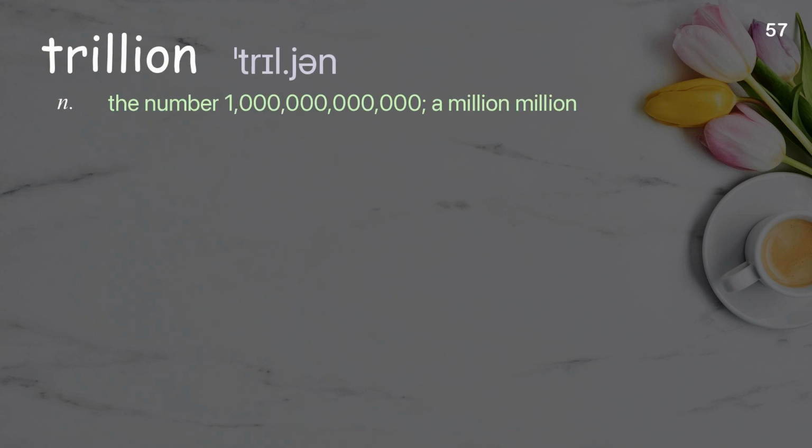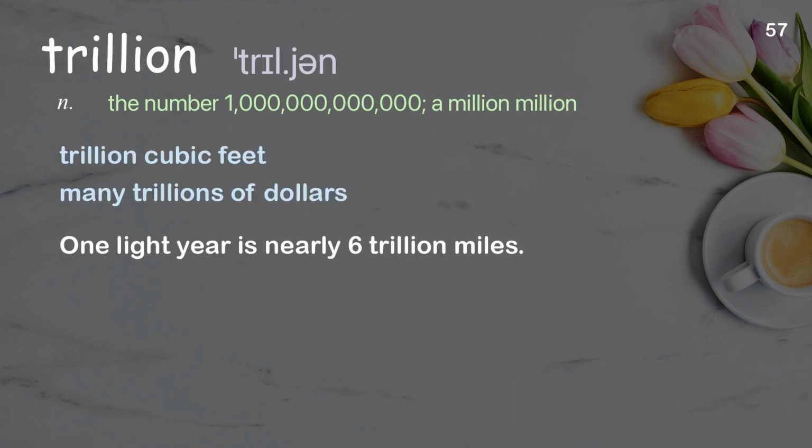Trillion: the number 1 trillion, a million million. Examples: Trillion cubic feet. Many trillions of dollars. 1 light year is nearly 6 trillion miles.